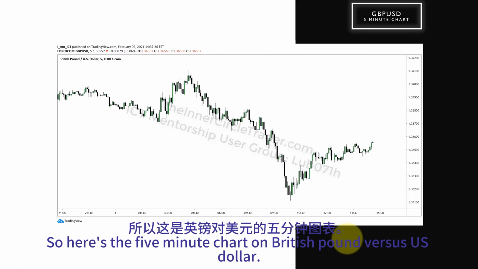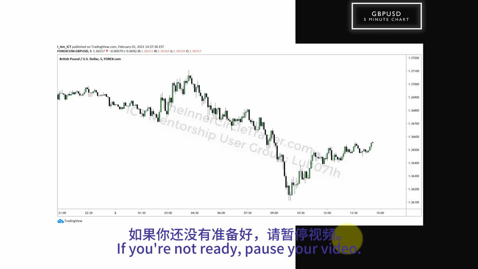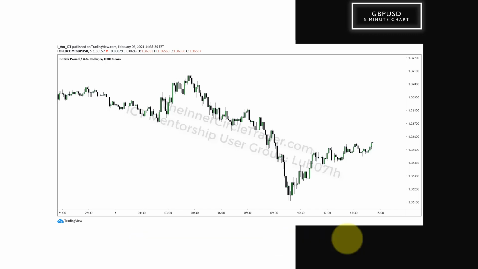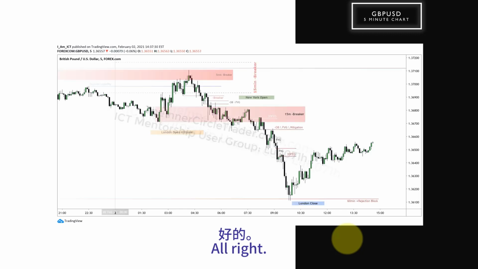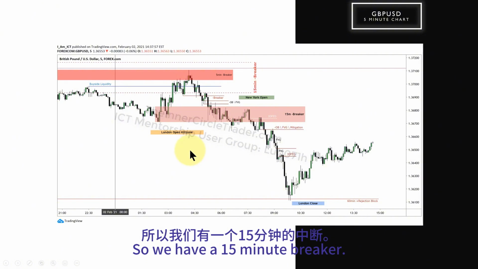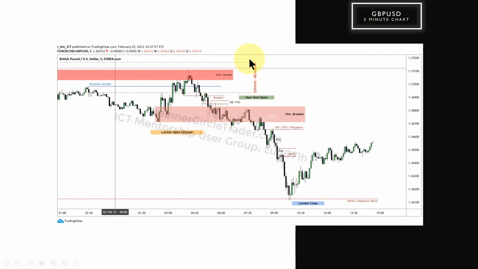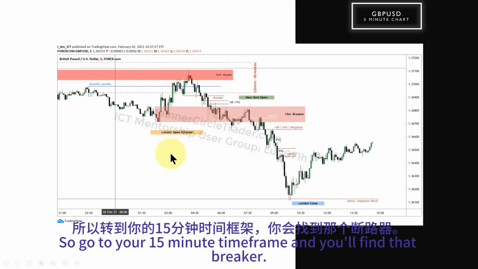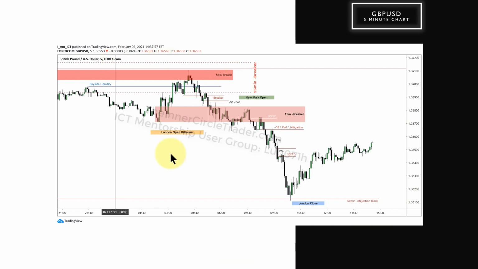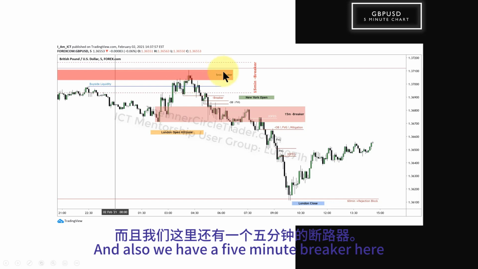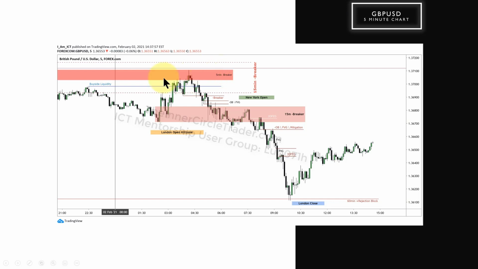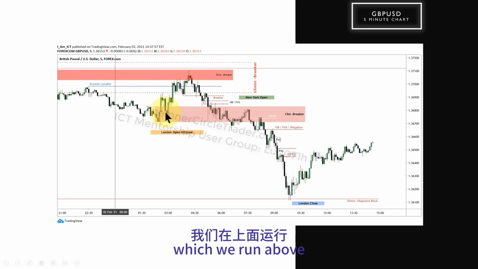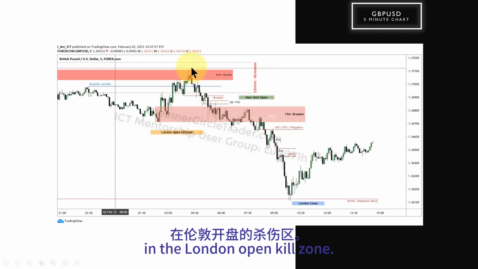All right, so here's the 5-minute chart on British pound versus US dollar. If you're not ready, pause your video. Okay, we have a 15-minute breaker that's defined by this dashed line and this dashed line. So go to your 15-minute time frame and you'll find that breaker. And also we have a 5-minute breaker here. And we have a buy-side liquidity pool here, which we run above in the London open kill zone.